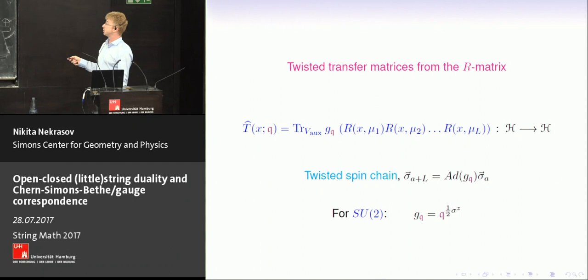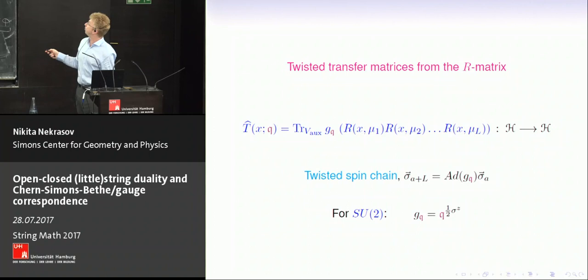It turns out that this defines the so-called twisted spin chain, where instead of periodicity, the spin operators will be twisted under the shift. If you shift by the period of the chain, the spin matrices will undergo a similarity transformation with the parameter q, in this case a diagonal matrix.